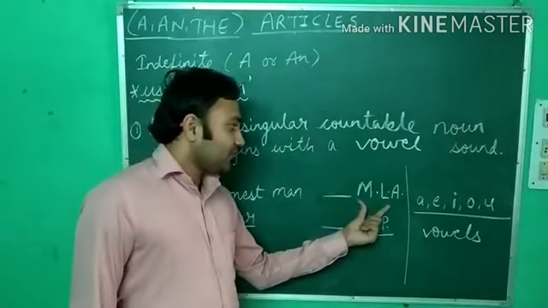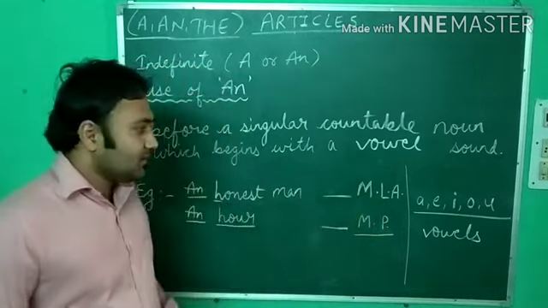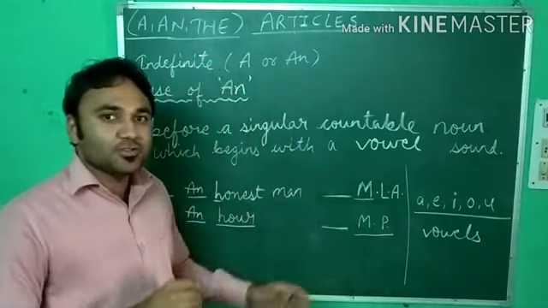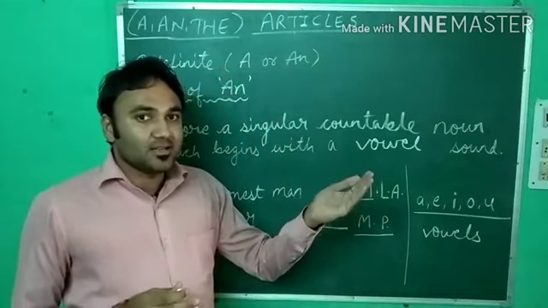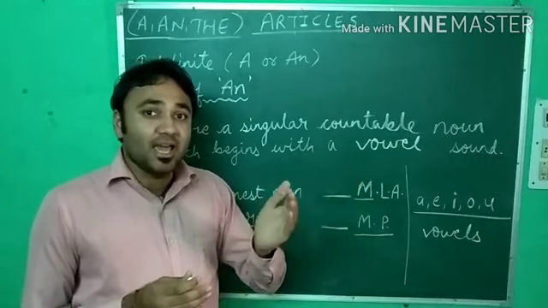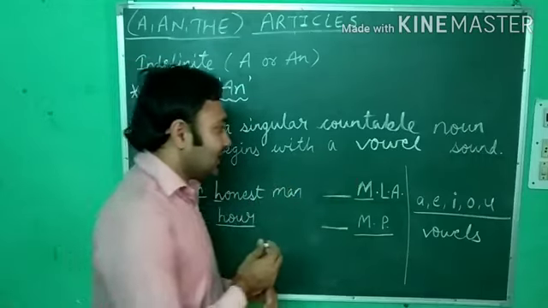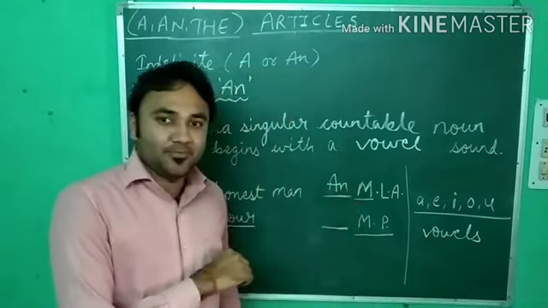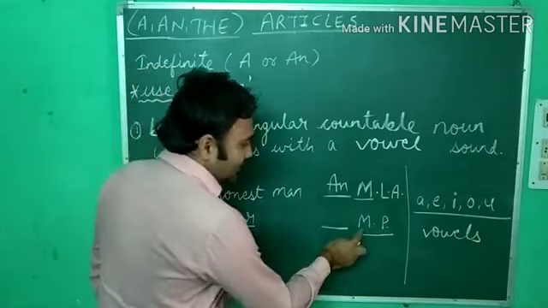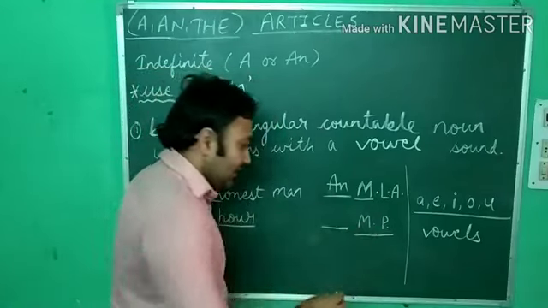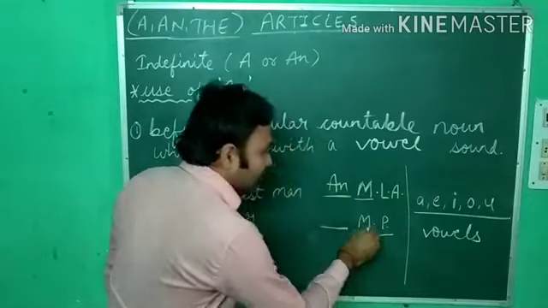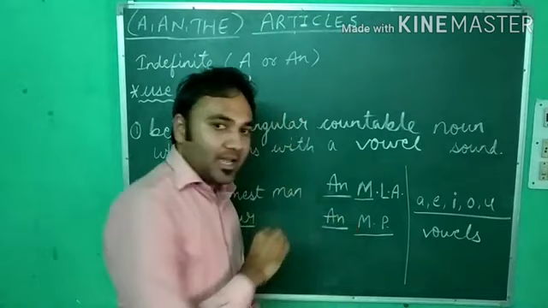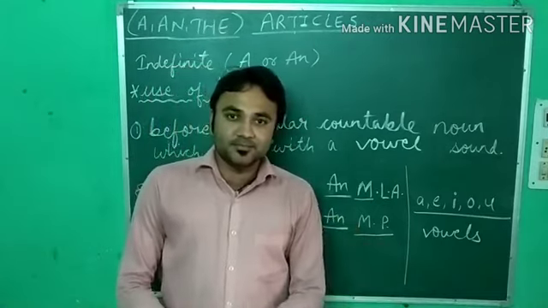In this example, when we read the word MLA, our initial letter is M, and when we pronounce the letter M, we are getting the initial sound as A, and A is a vowel sound. Hence, we have written an MLA. In the same way, when we read MP, here also the initial sound of M is A. Hence, we will write article N before MP.